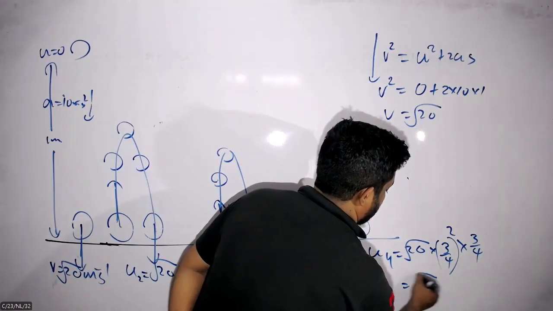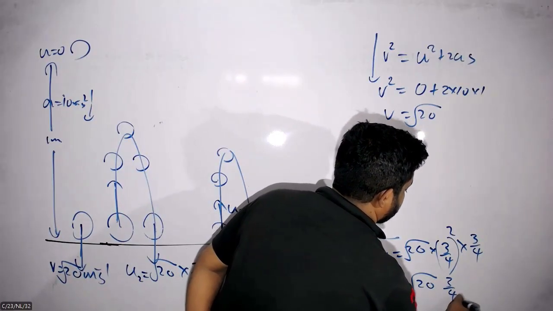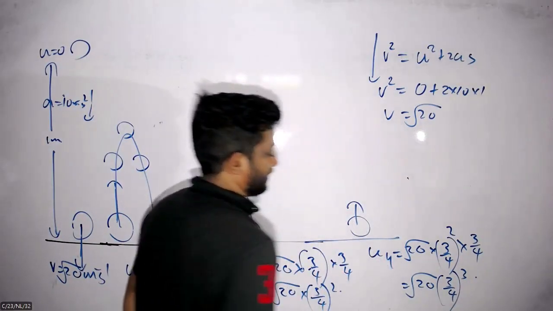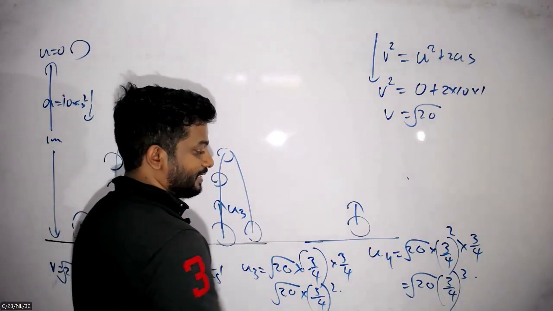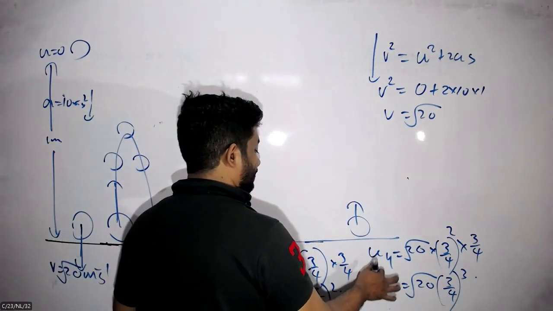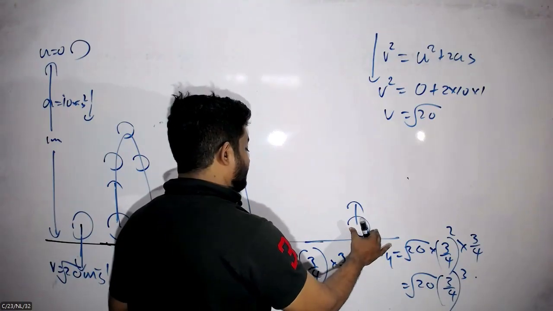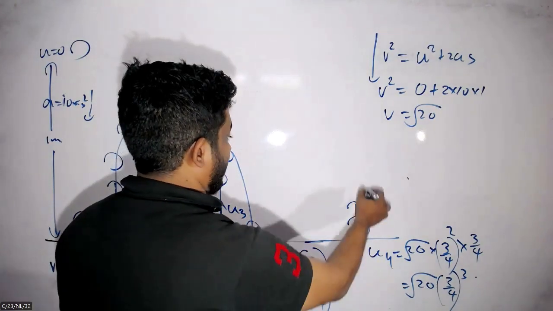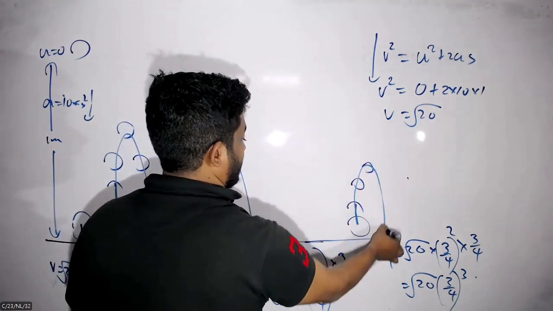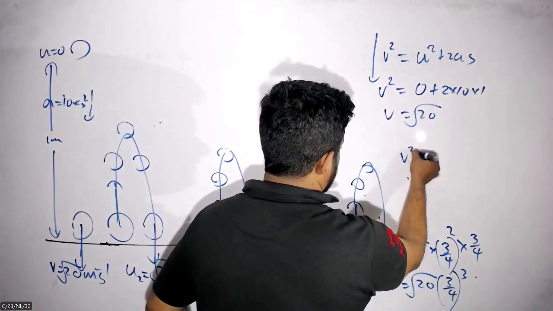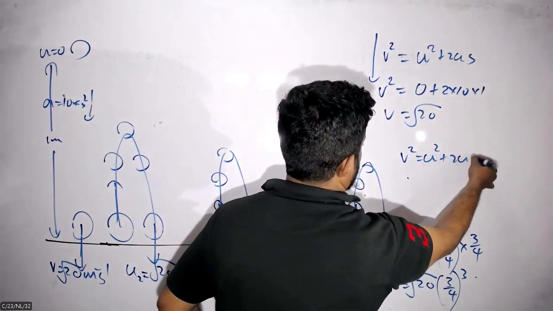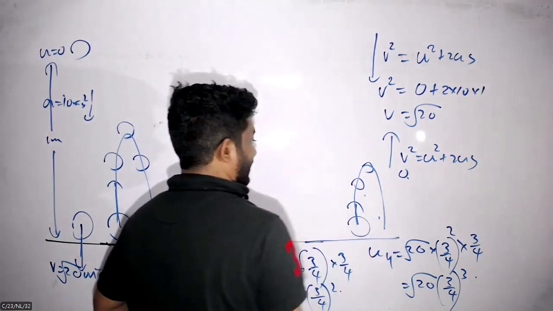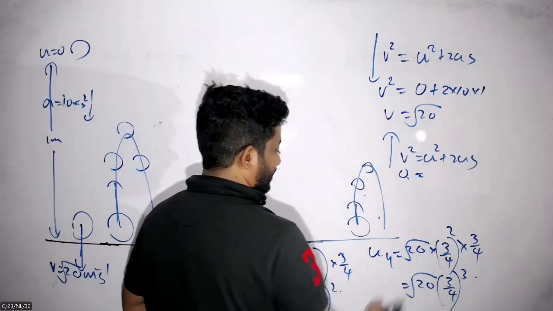Then the answer is root 20 times 3/4 to the power 3. This is the velocity of the particle just after the third collision. Then you can obtain the maximum height. To obtain the maximum height, you can apply v squared equals u squared plus 2as. At the maximum height, the velocity is 0.